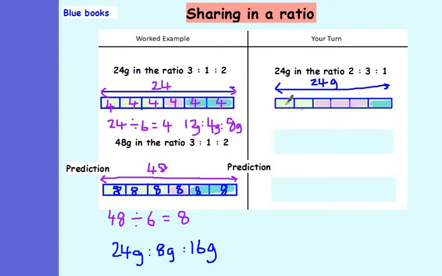I've split it into 6 parts, so each of my parts is going to be worth 4. 1, 2, 3, 4, 5, 6. My light blue is worth 8 grams, 4 plus 4. My purple is worth 4 plus 4 plus 4, which gives me 12 grams. And my dark blue is just worth 4 grams. Does that all add up to 24 grams? Yes, it does.